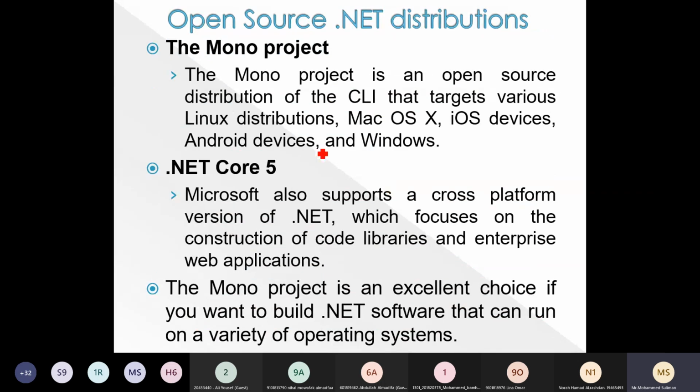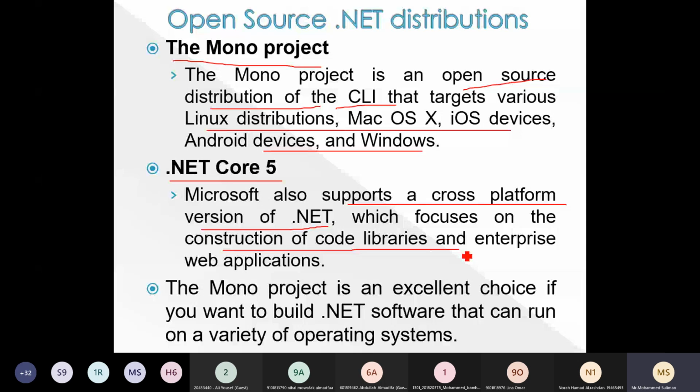Open source .NET distributions. There are open source projects for .NET. There is a project called the Mono project, an open source distribution of the CLI that targets different operating systems. We also have the .NET Core 5 project, which supports a cross-platform version of .NET and focuses on construction of code libraries. The Mono project is an excellent choice if you want to build .NET software that can run on a variety of operating systems.